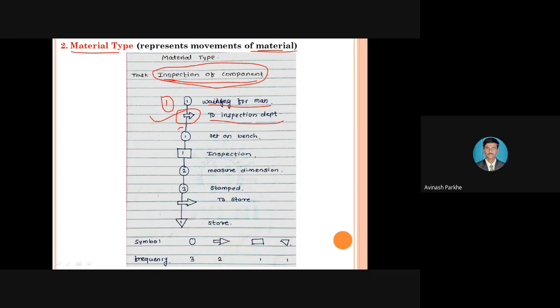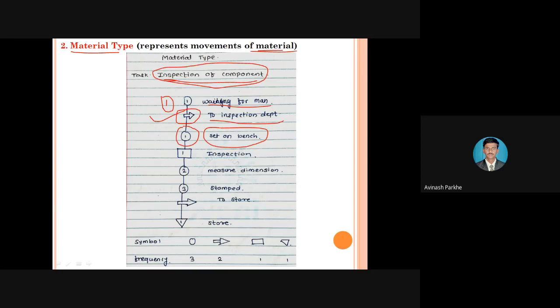Then the third operation, set on the bench. Once that material has reached the inspection department, we have to set that particular material on the bench. That means the current position of that material is on that bench for the inspection purpose.